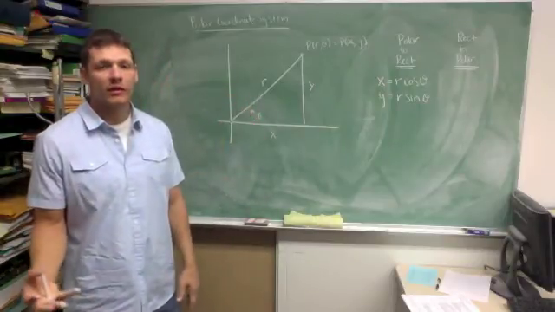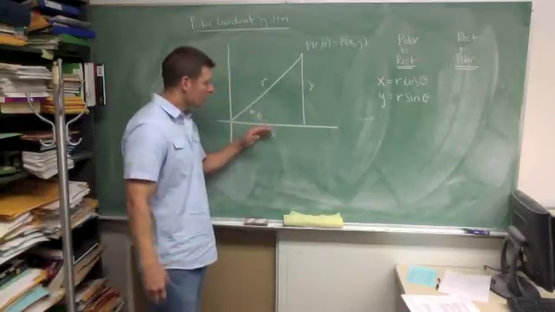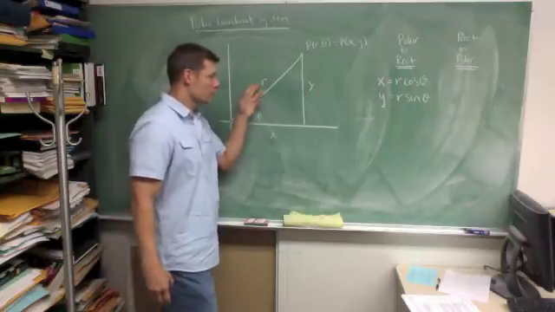Well, how do I go from rectangular to polar? Well, you have to know a couple things. Number one, you have to know the Pythagorean theorem, x squared plus y squared equals r squared.